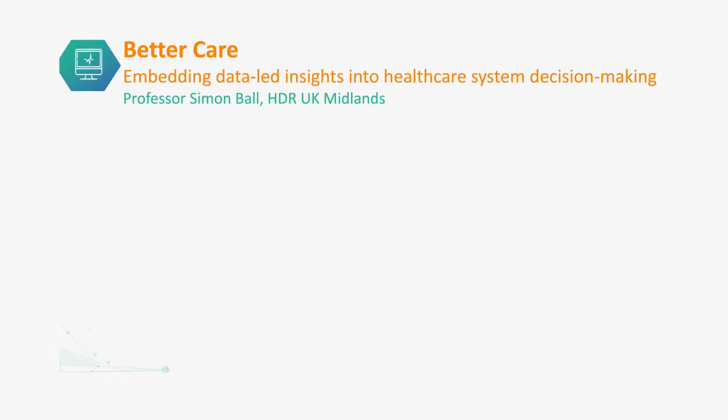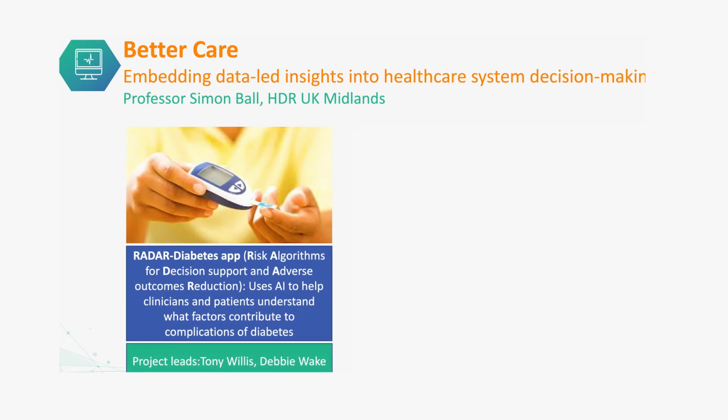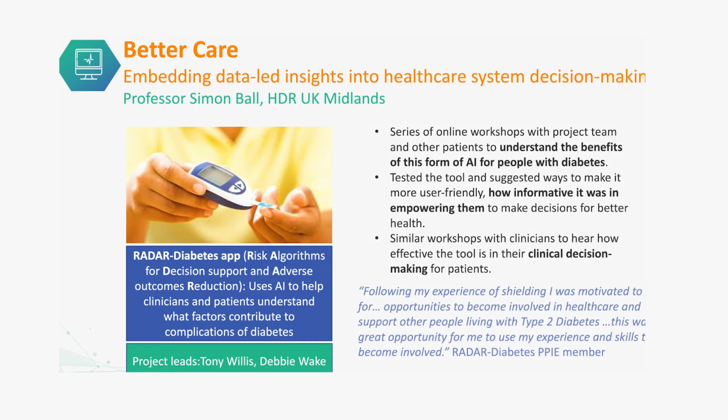So a second example that I'll give in terms of project-based PPIE is in our Better Care national priority. This priority aims to embed data-led insights into clinical decision-making. And one example that I'll give is the RADAR project. This project uses artificial intelligence, machine learning, and so on to help clinicians and patients understand which factors contribute to complications of diabetes. So there are various complications relating to diabetes, including cardiovascular disease, eye damage, foot damage, and so on. And there are various factors that contribute to those complications relating to diet, physical exercise, and environmental factors and things like that as well.